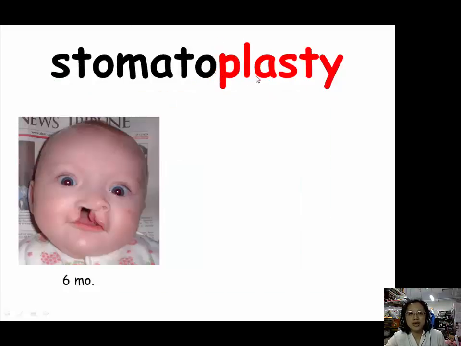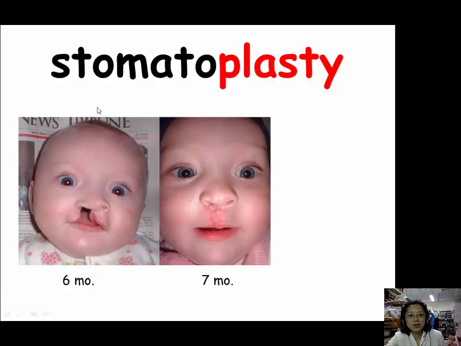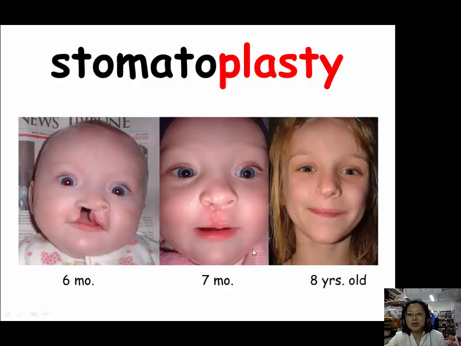And stomatoplasty is the plastic repair of defects of or reconstruction of the mouth. Like when we have a defect for the mouth, we could perform the stomatoplasty. See, the baby was born with a defect, but then when she was 6 months old, a stomatoplasty was performed on her. So at the 7 months, she looked a lot better. And then when she's 8 years old, you can hardly see the scar.